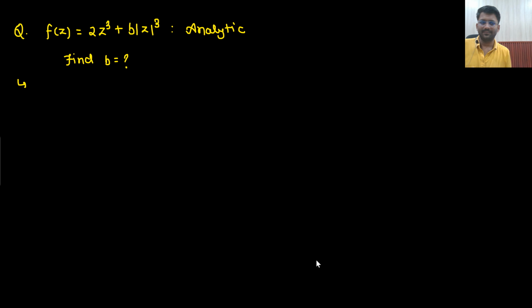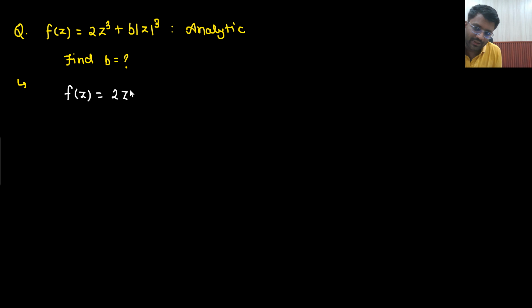Think about it. F of z equals to 2z cube plus b mod of z cube. If it is analytic, find out the value of b. Think about it. Think. Don't use the pen. It is a NAT type of question.